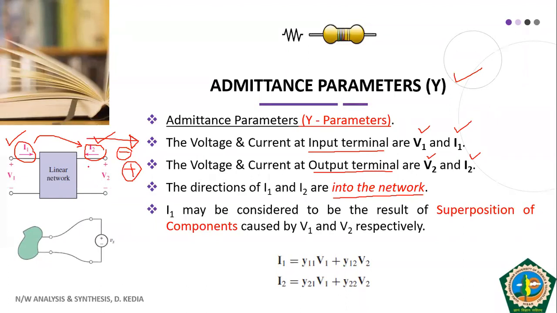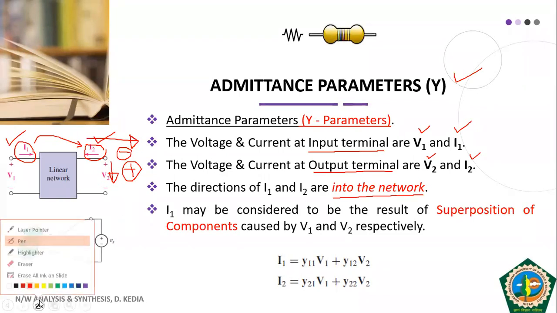Though we are saying that the second port, or port number 2, is the output port, and we are in the habit of visualizing the output port in a way that the current will be directed outward, here we are assuming that at port 2 also the current is directed inwards. So that is an important point that you have to keep in mind.